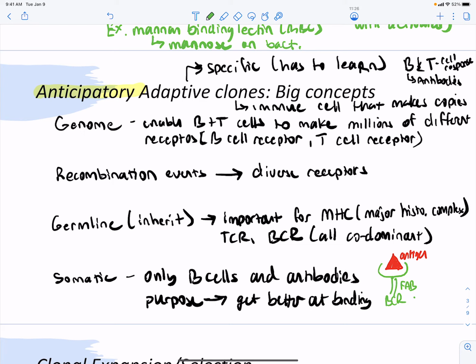And so for somatic recombination, this Fab region will now change. The antigen doesn't change. It still stays as this lovely little red triangle. But what happens is that your B cell receptor now becomes better fit at binding to that antigen. So instead of being this sort of roundish circle, it now has sharper edges similar to the triangle. And so that's occurring at the level of the somatic mutations that can occur only in B cells and only with respect to their antibodies.